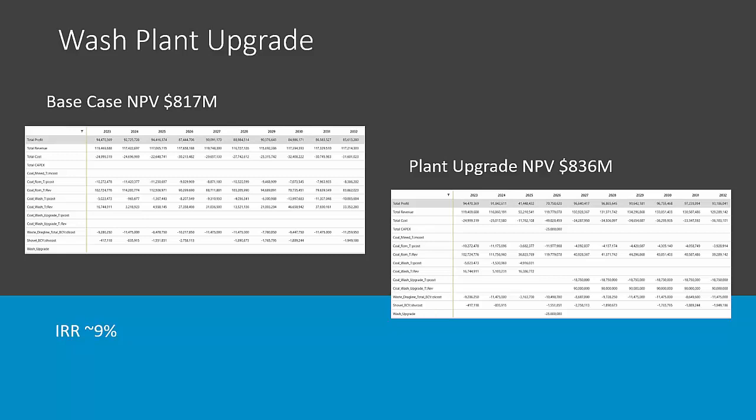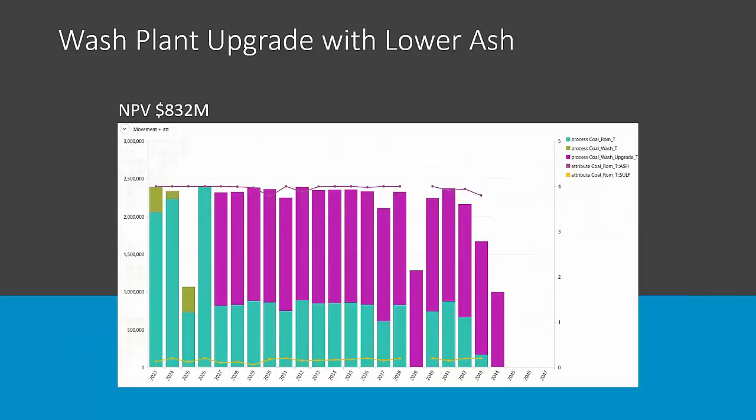So now the question is what happens in the lower ash case if I also allow it to buy this plant upgrade? Now remember, if I can send more material through the wash plant, the lowering of that ash constraint on my ROM won't affect it as much. What happens there is my NPV now comes back up to $832 million, which is higher than the base case, lower than just the plant upgrade, but you'll notice that my coal is now fairly uniform. You have two little gaps there, but you'd probably spend some more time in Scheduler to get those quantities up.